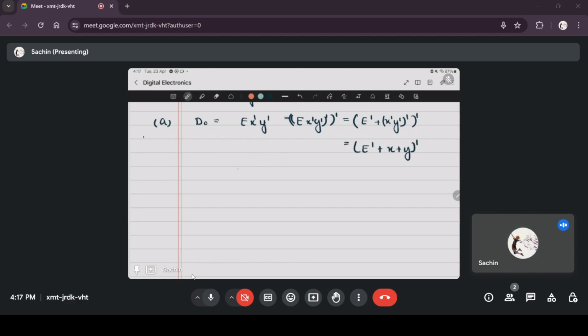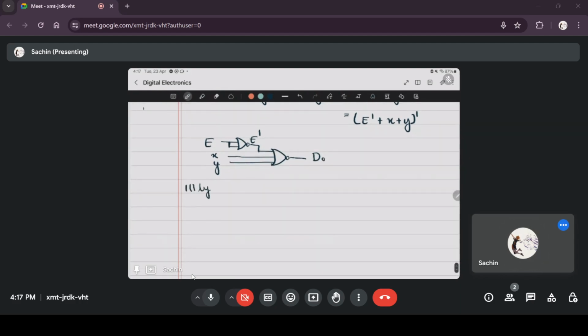So here, to get D0, the circuit will be using only NOR gates. First you get E complement using one NOR gate, then you use a 3-input NOR gate with E complement, x and y, and this will give you D0.